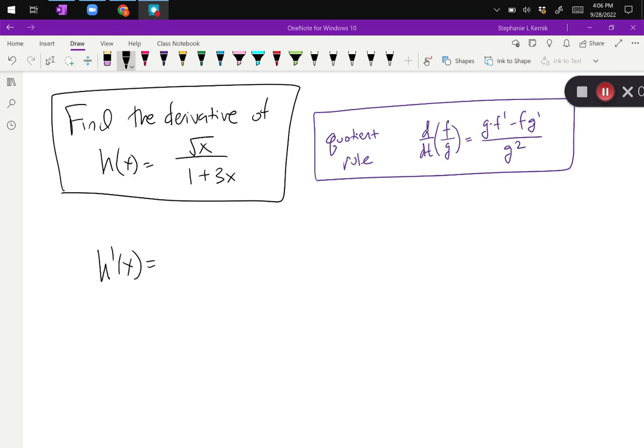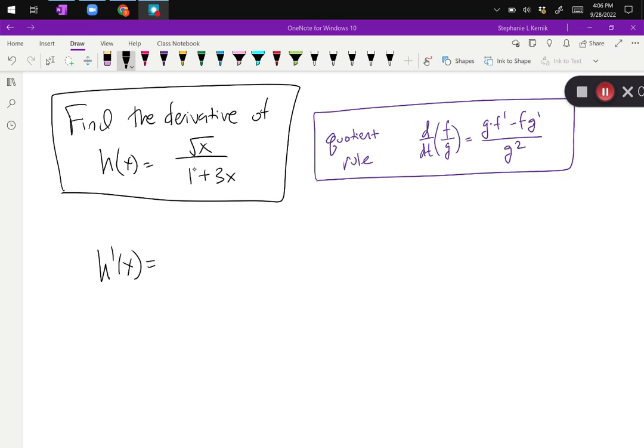As a reminder, the quotient rule tells us that to find the derivative of a fraction like this, it's going to be the bottom times the derivative of the top minus the top times the derivative of the bottom divided by the bottom squared. Low d high minus high d low, square the bottom, and there you go.